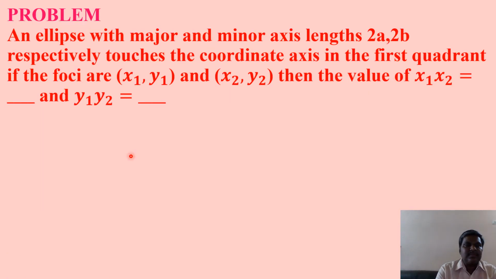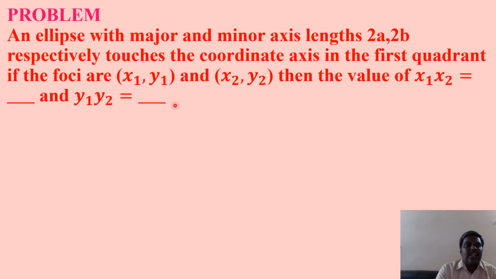Now let us see the problem. An ellipse with major and minor axis of lengths 2a and 2b, respectively, touches the coordinate axes in the first quadrant. Its foci are given to you, that is (x1, y1) and (x2, y2). What you have to find out? You have to find out the values of x1 x2 and y1 y2.